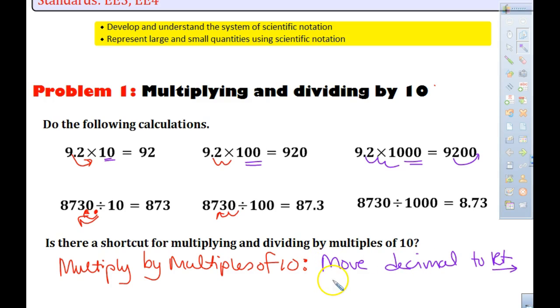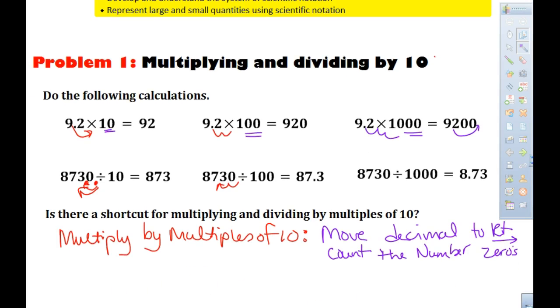So we move the decimal to the right, and we want to count the number of zeros. When you multiply by 10, you only move it 1 place because you have 1 zero. You multiply by 100, you move it 2 places to the right. So counting the number of zeros is always what we want to be thinking about as we are looking at those.